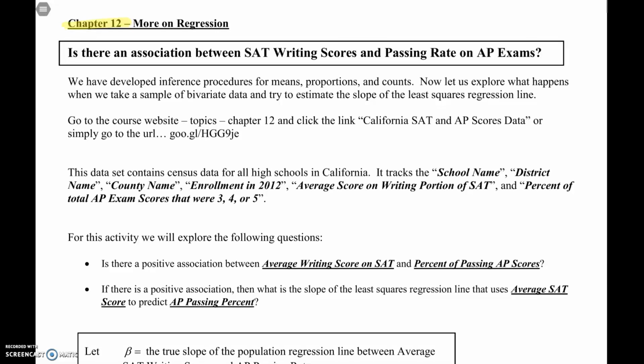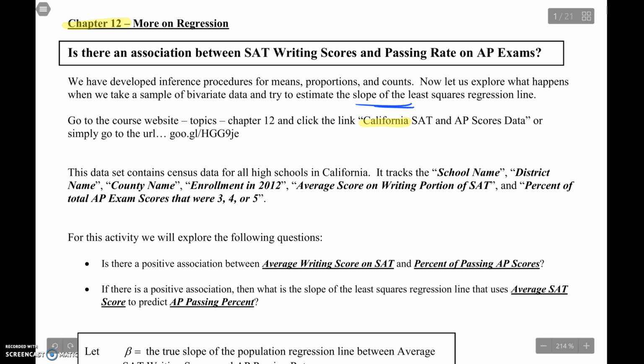But to start out, let's talk about the inference that we're going to do on regression analysis. So the question we're going to pose here is: is there an association between SAT writing scores and passing rate on AP exams at high schools in California? We have developed inference procedures for means, proportions, and counts. Now let's explore what happens when we take a sample of bivariate data and try to estimate the slope of the least squares regression line.